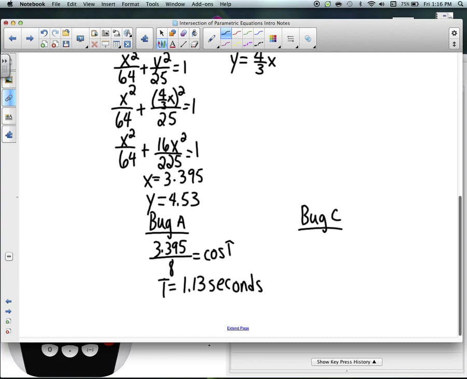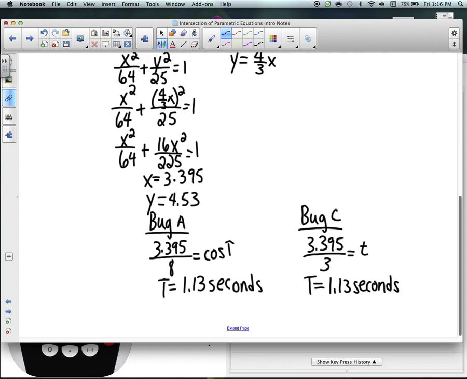and then also for bug C, we're plugging that in. You have to kind of go back to the front. We had done x over 3 is equal to t. Now, if you've gone back and used rounded values, it may not come out perfectly, but this is fairly close, especially with rounding, that it looks like they do collide.